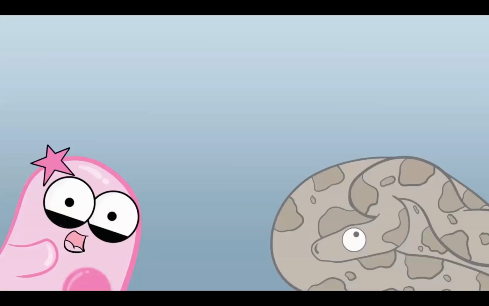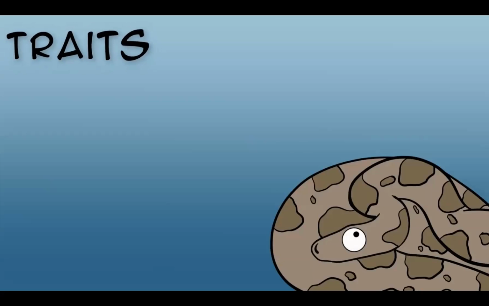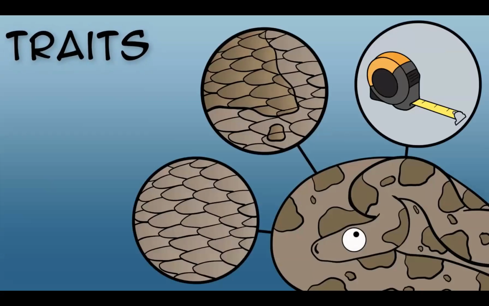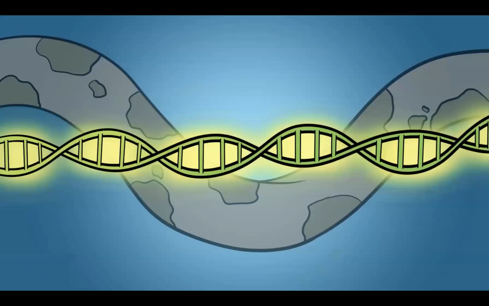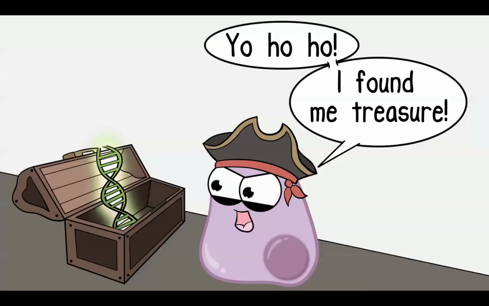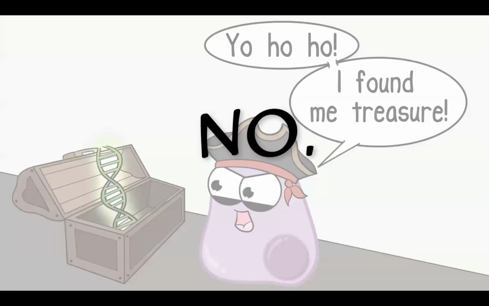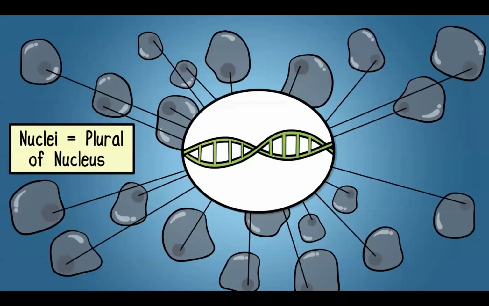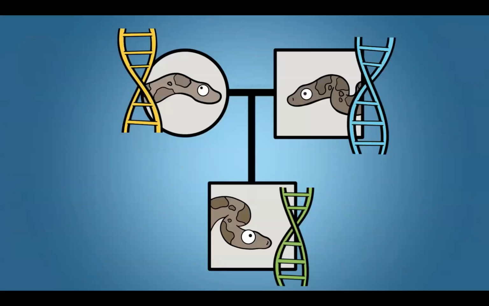So back to the student question. Spike has traits, patterns on his body, his size. These traits are coded for in his DNA. Some of the traits he inherited can be influenced by the environment. For example, if Spike had not had the nourishment he needed, that could affect his size. DNA is not just one big code buried deep down in an organism like some treasure. Spike's DNA is in the nuclei of nearly all of his body cells. He inherited his DNA from his mother and father.